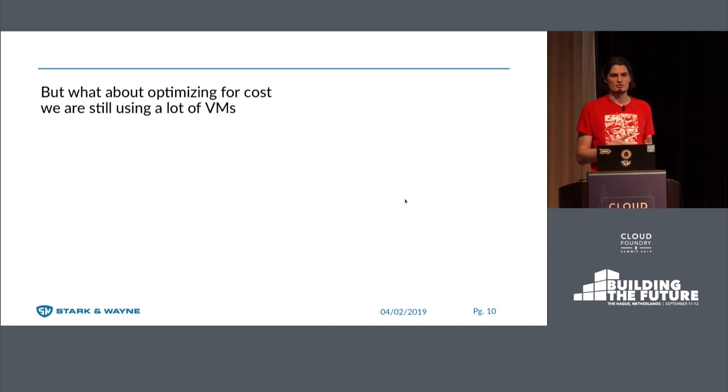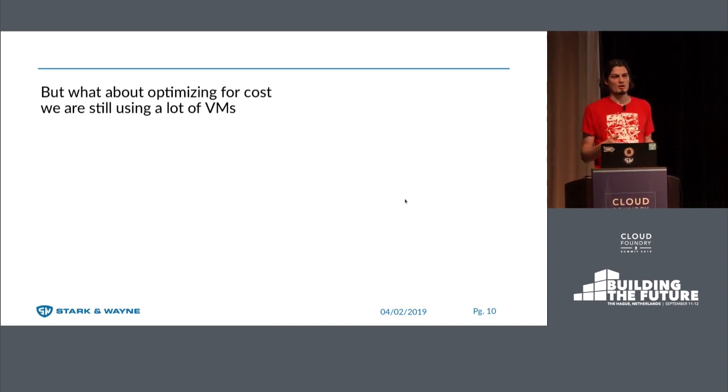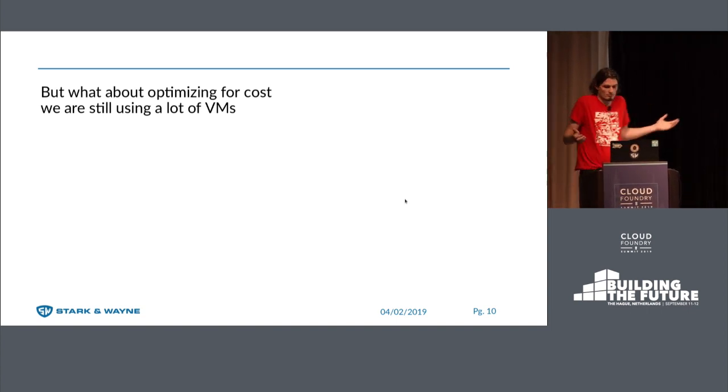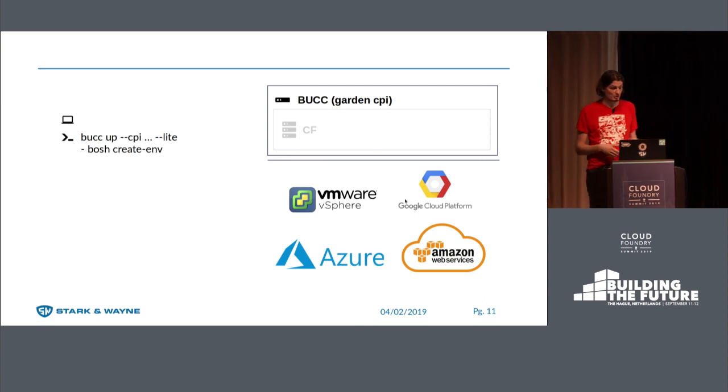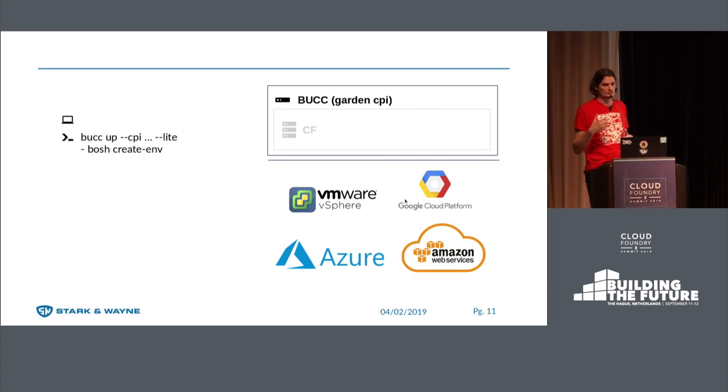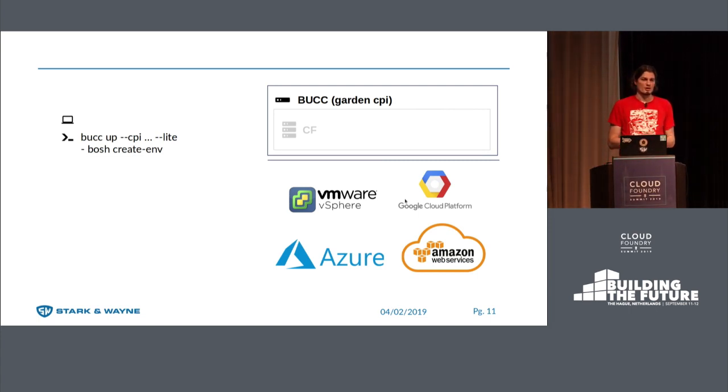And there's a lot of buzz nowadays about containerize everything, so we need containers, right? Yeah, we do need that. So yeah, there's an option for that. We can do BUCC up and then specify --light, which will use the Garden CPI. Garden is the containerization technology of Cloud Foundry. And a CPI is a cloud provider interface. That's a feature of BOSH. So the way BOSH talks to different types of clouds is by having this cloud provider interface abstraction.